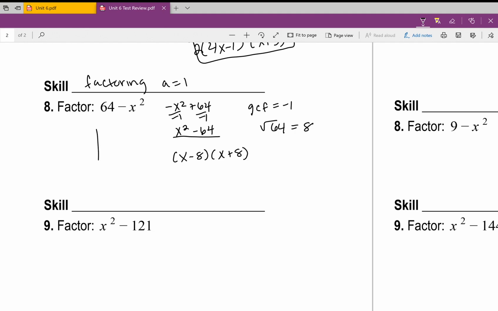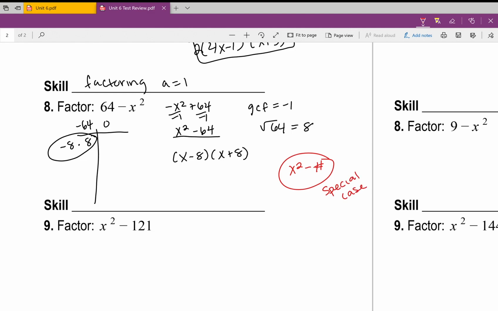Because our goal is to get negative 64 but add to 0. And that's negative 8 times positive 8. These numbers here, which is the same as just taking the square root. This only works with these special cases. So if we have an x squared minus some number. So it has to look like this, x squared minus a number. That's the special case.